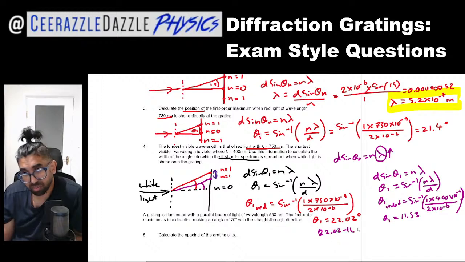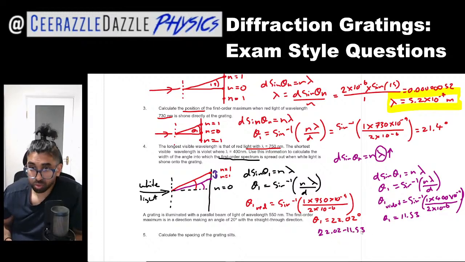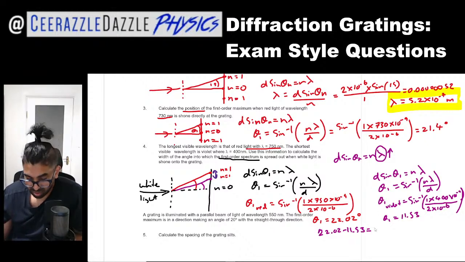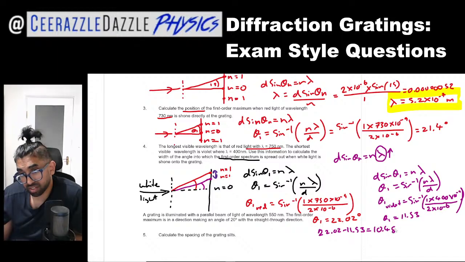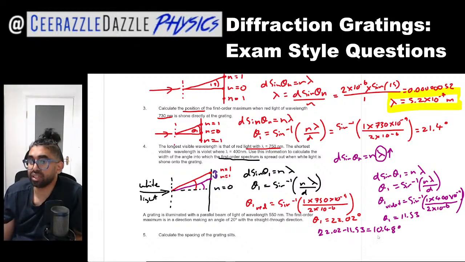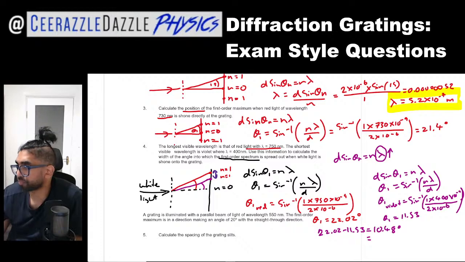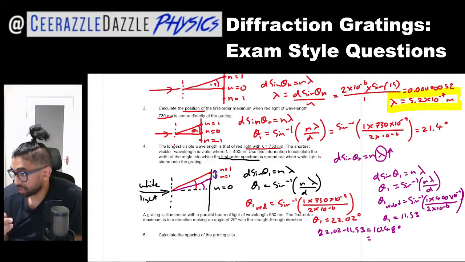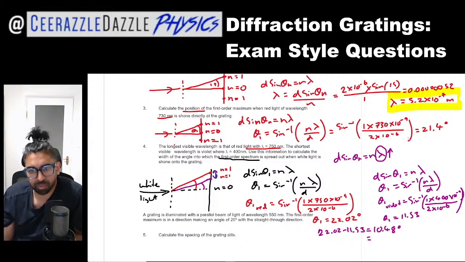So it's 22.02 minus 11.53. Subtracting, the answer is equal to 10.48 degrees. That's my answer over here, or 10.5. So there we go. Is that right? Yes. Make sure we're happy with that. We've got that answer. Just make sure you're happy with that.